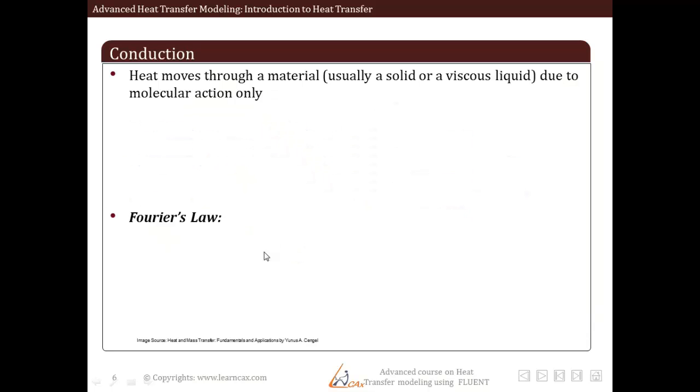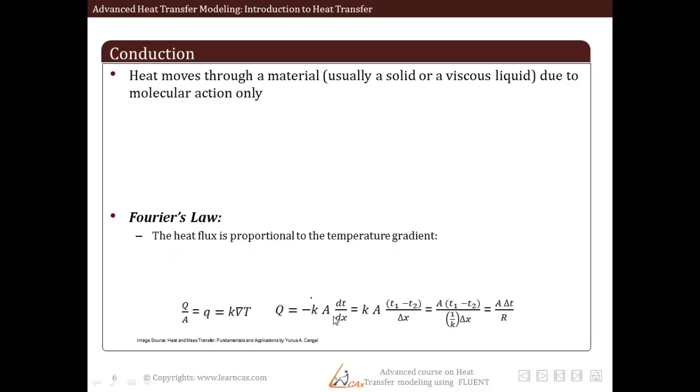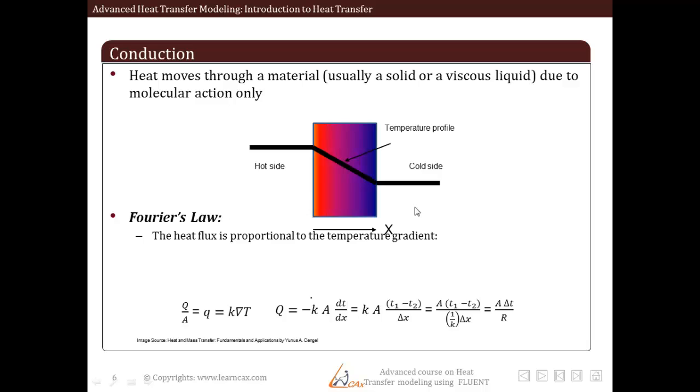In modeling conduction, it is included in the energy equation through the basic formulation of Fourier's law, in which the heat flux is proportional to the temperature gradient. q is equal to k delta T, and when we are trying to find the heat transfer rate, then we say Q is equal to minus kA dT by dx. This is an example of conduction heat transfer from the hot to the cold side, and we are seeing the temperature profile along the x direction.